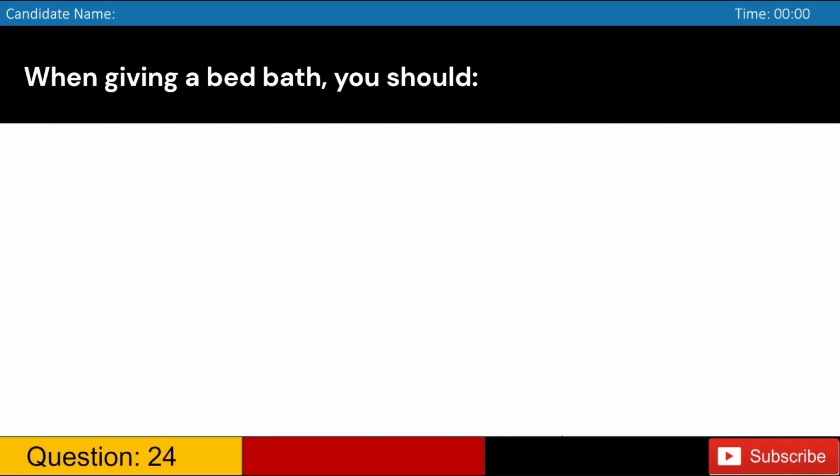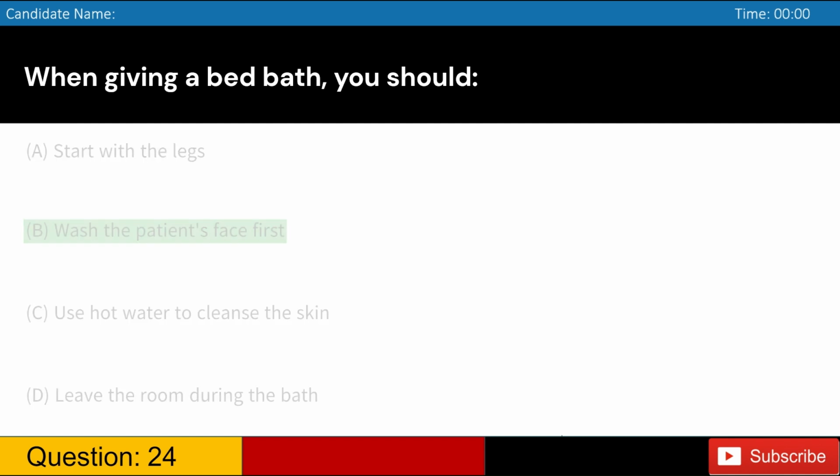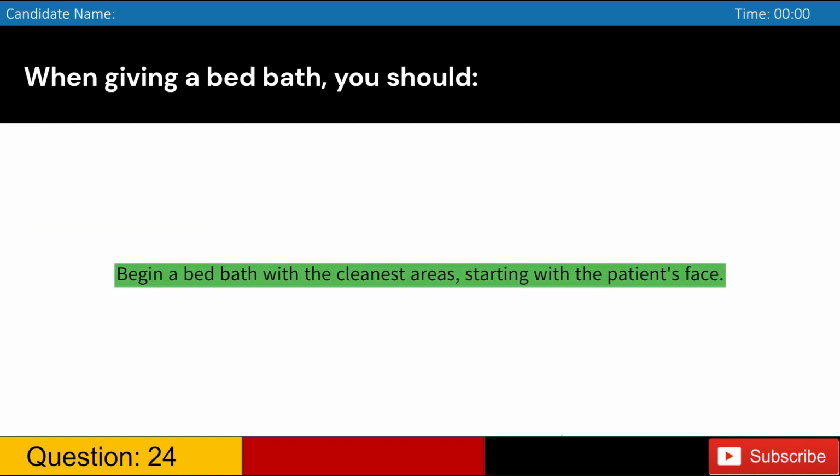When giving a bed bath, you should: A. Start with the legs. B. Wash the patient's face first. C. Use hot water to cleanse the skin. D. Leave the room during the bath. Answer B. Begin a bed bath with the cleanest areas, starting with the patient's face.